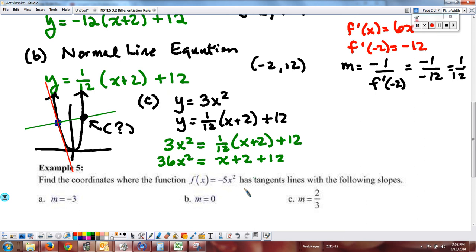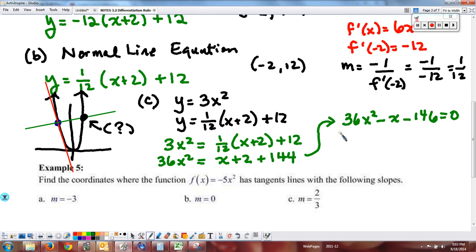plus 12 times, I almost made a mistake right there. I multiplied both sides by 12. 12 times 12 is 144. Collect like terms, get everything on one side. 36x squared minus x minus 146 is equal to 0.